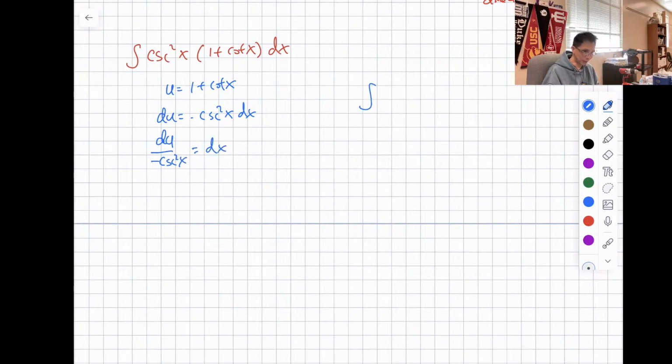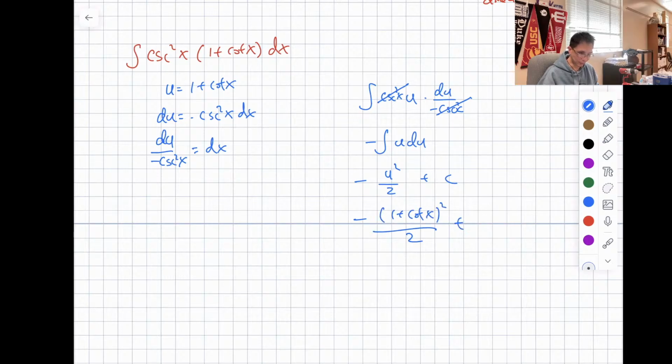And that's going to be u times cosecant square of x times du over negative cosecant square of x. And this will cancel out. That is going to be negative u du. And that's going to be negative u squared over 2 plus c, which is negative (1 plus cotangent of x) squared over 2 plus c.